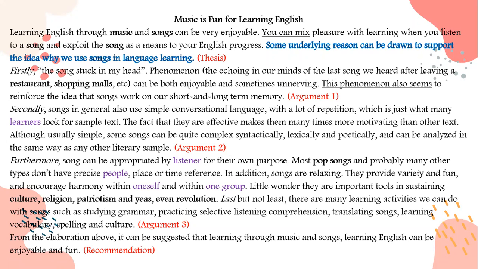The next language feature is relational processes. There is, some underlying reasons can be drawn to support the idea why we use songs in language learning. The last language feature is about numbering. There are firstly, secondly, furthermore, last.